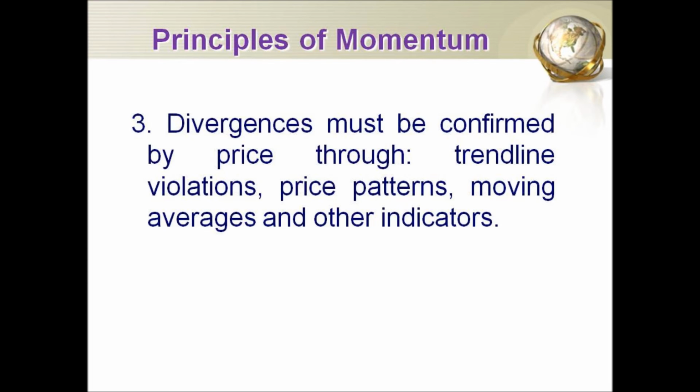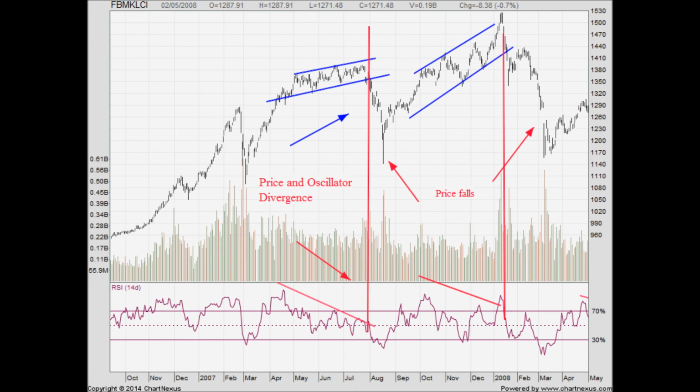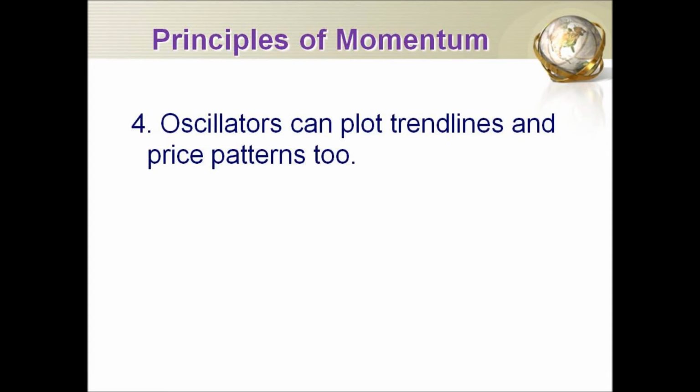The third principle of momentum is that divergence must be confirmed through trendline violations, price patterns, moving averages, and other indicators. Back to this chart, we see that the divergence is confirmed by the violation of the price trend line, which satisfies this principle. As a result, price fell in two occasions as shown in the chart.